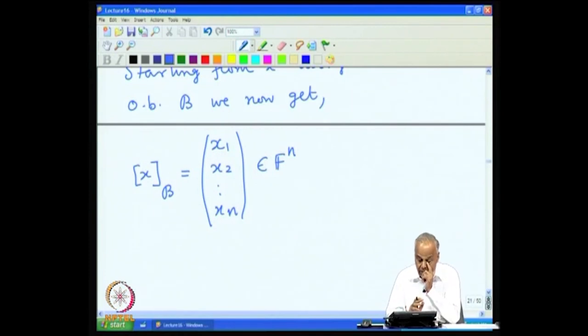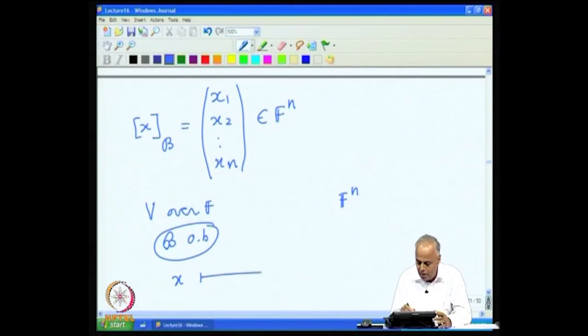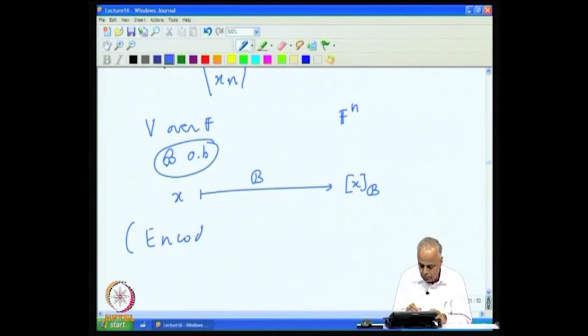So, starting from an n dimensional vector space V over F, any vector x can be converted through an ordered basis to a vector in Fn. So, on the one hand, we have the vector space V over F, then we have this Fn. We start with an ordered basis B, then any vector here can be converted to a vector xB in the space Fn. So, in other words, this is some kind of encoding of any vector x in V as a vector in Fn, or you can call it digitizing a vector in V. So, we encode x in V as xB in Fn.